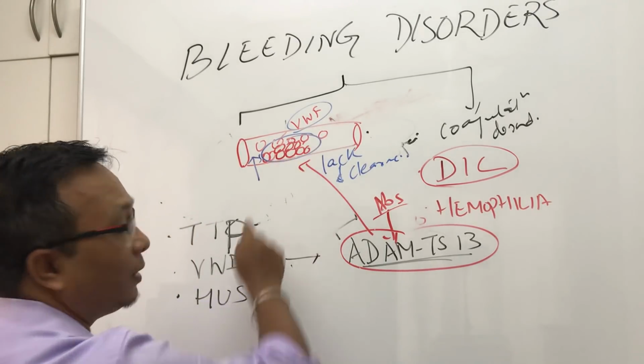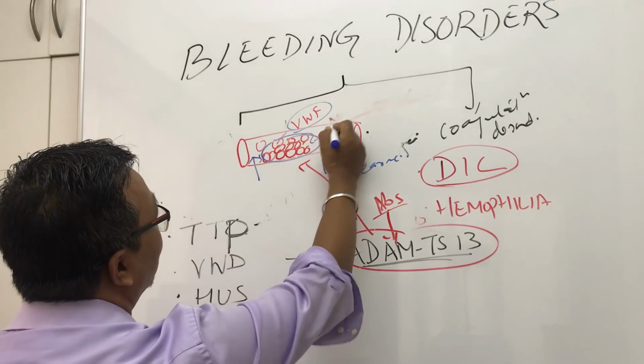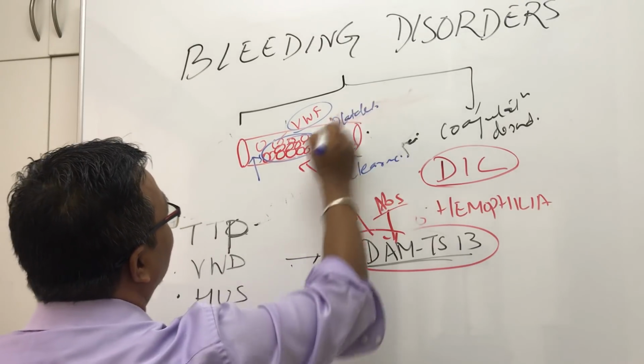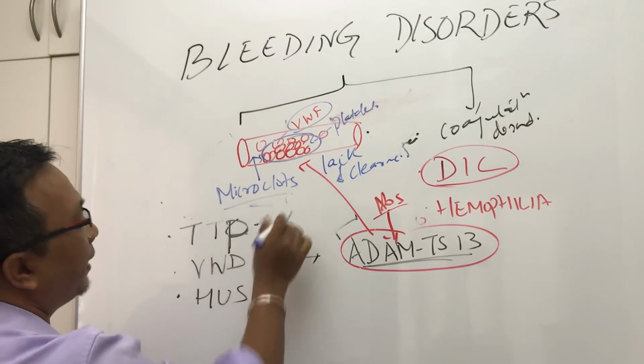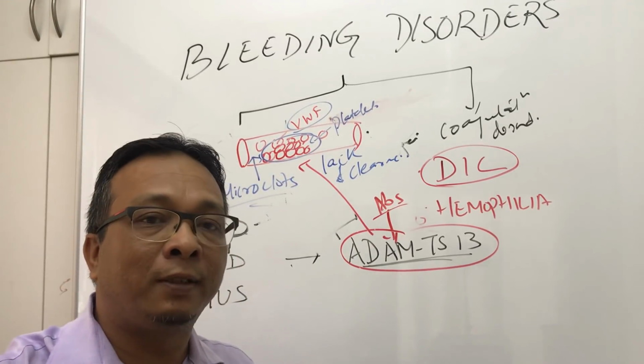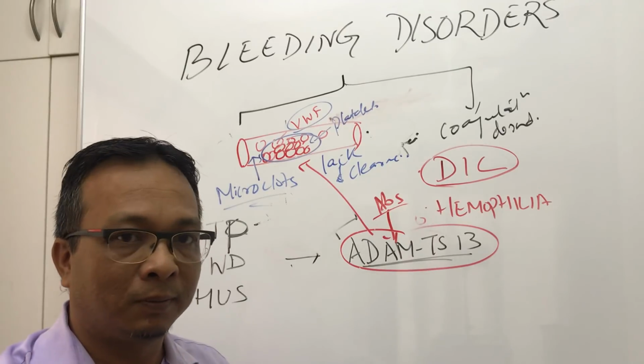They are accumulating here, and you can see that one von Willebrand factor is there. What will happen next? Platelets come along, so there will be formation of microclots everywhere. Widespread formation of microclots can lead to ischemic-like symptoms.